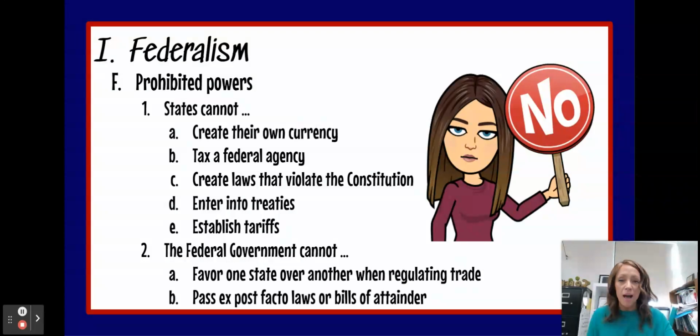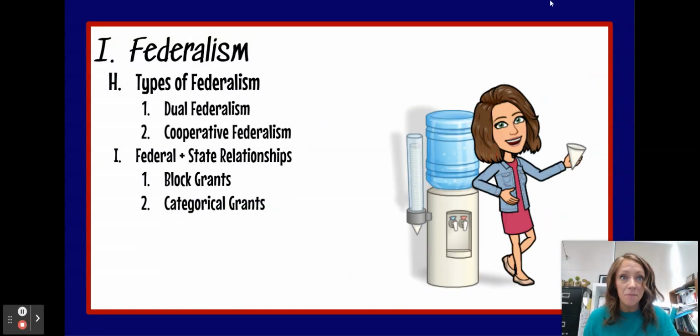An ex post facto law is a law that makes an act a crime after it was committed. Just to get that down, and we'll talk about it in class. And they also can't pass a bill of attainder, which is a law or an act that punishes someone without giving them a trial, without giving them the chance to defend themselves. Okay? Moving on to different types of federalism.